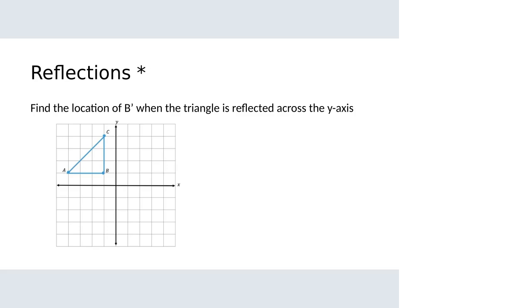Find the location of B prime when the triangle is reflected across the y-axis. So we've been given this triangle ABC, and we're going to reflect it across the y-axis. First, we have to make sure we identify the y-axis correctly. That's the vertical axis here. So that's going to be our line of reflection. And my question to you is, if we were to reflect that triangle across the y-axis, where is B prime going to end up? When we find our image, where will B prime be?